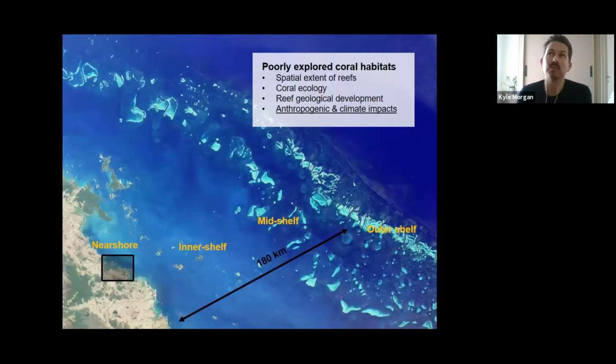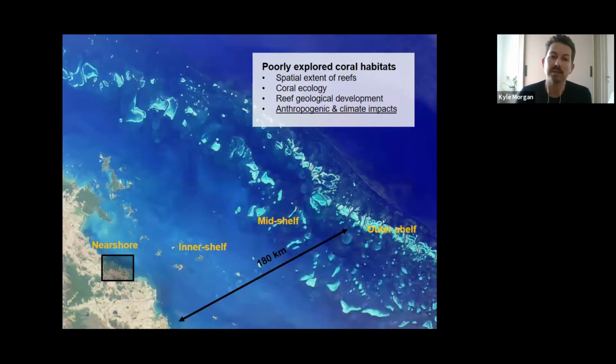And the reason for this is because we can't typically apply a lot of these traditional approaches that we use in clear water and turbid settings. They just don't work. When we think of visual sensors, when we also think of remote sensing, the turbidity really impairs a lot of these approaches being used. So they still remain really poorly explored coral habitats.